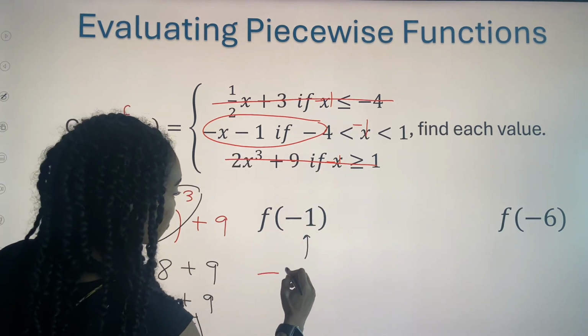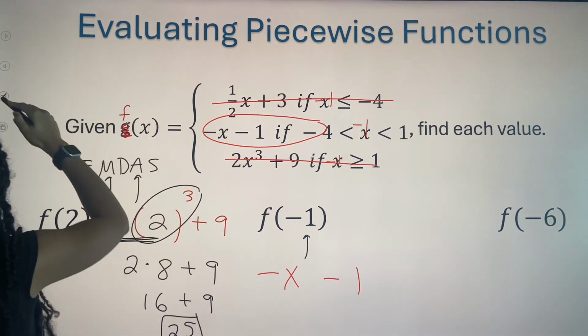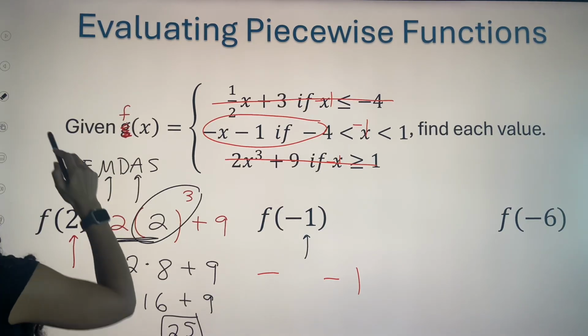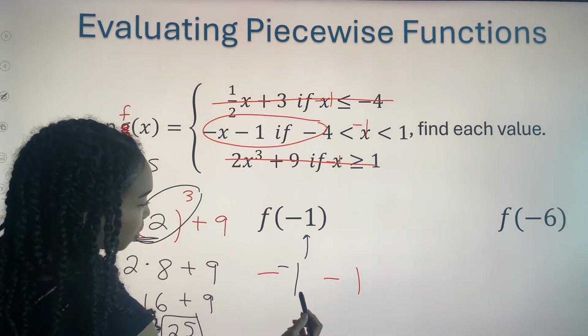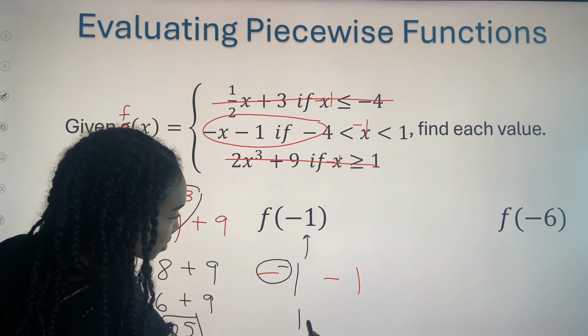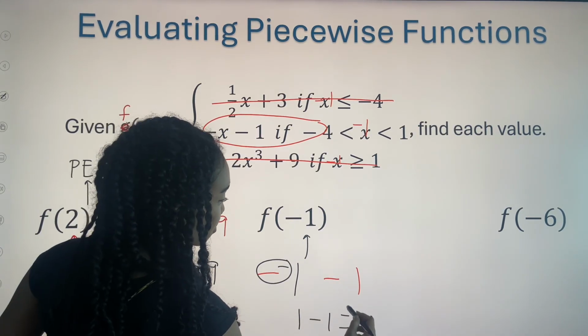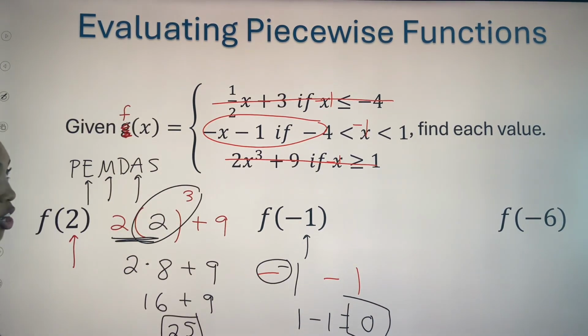So I'm going to write down my function. And instead of x, I'm going to substitute -1. Well, 2 negatives make it positive, and 1 minus 1 is 0. And you guys can do the last one on your own.